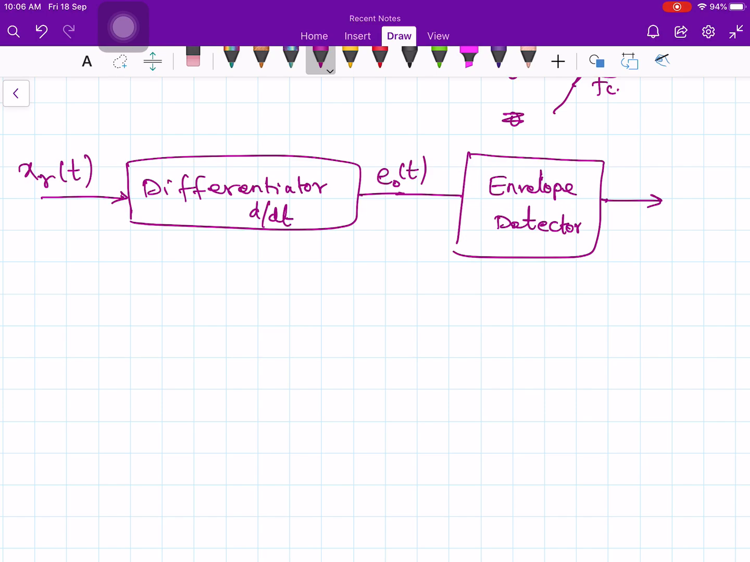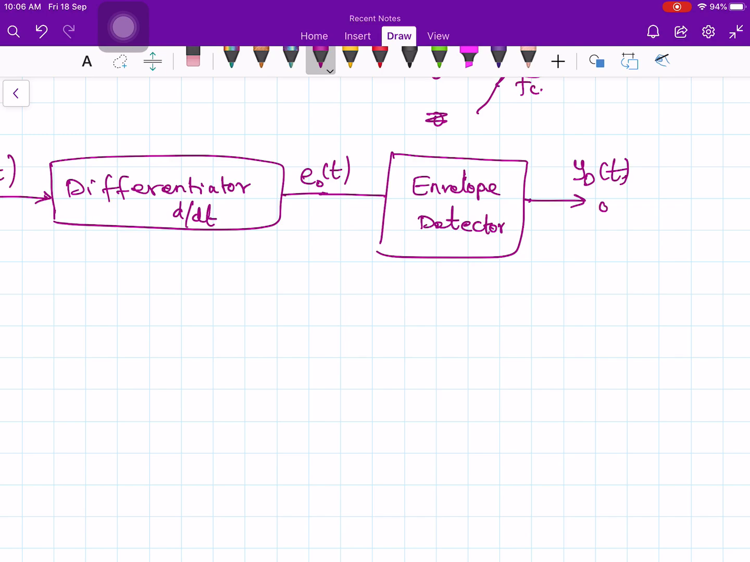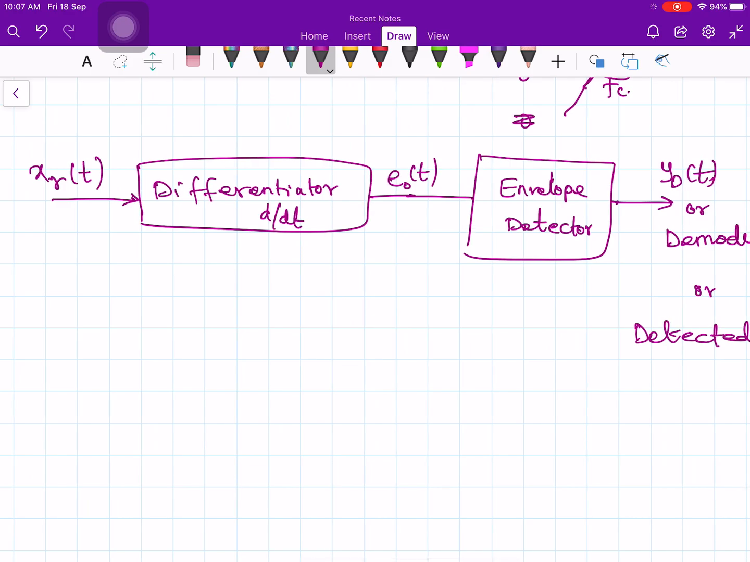Okay, so this is a strange combination. You take your FM signal, give it to the differentiator, and then if you pass it to an envelope detector, then the output is your message signal, the demodulated output yd of t. We will prove it, no problem. Demodulated output, or you can call it detected output, either way. Okay, so this is a typical block diagram representation of your demodulator. Now let's see how this works.